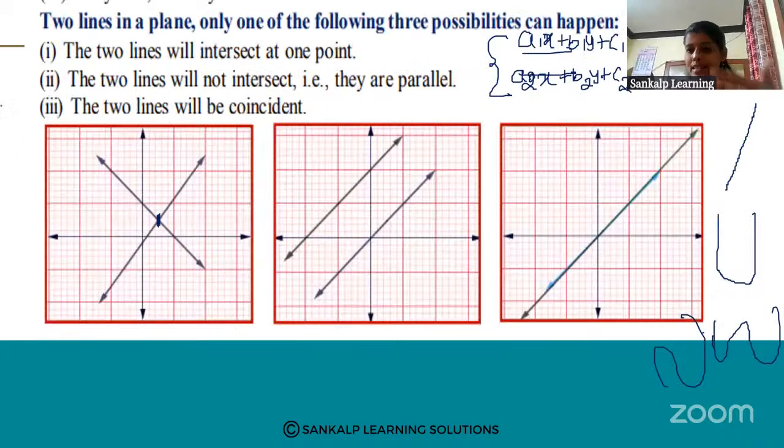Next condition. Two lines in a plane. In that case, three possibilities can happen. If we plot two equations on a graph, three possibilities can happen. That is, one, two lines will intersect each other. So two lines will intersect at a particular point, or another condition is two lines will be parallel, and another condition is two lines will overlap each other. That means coincident lines we are getting.